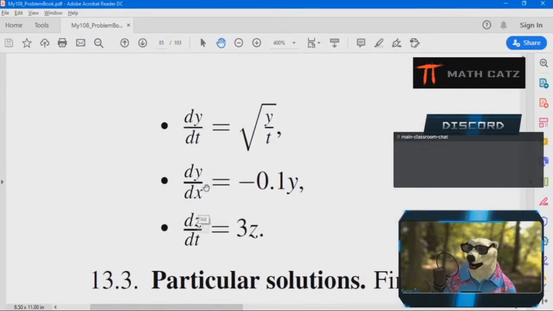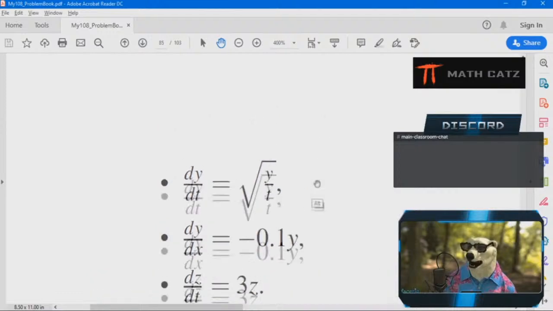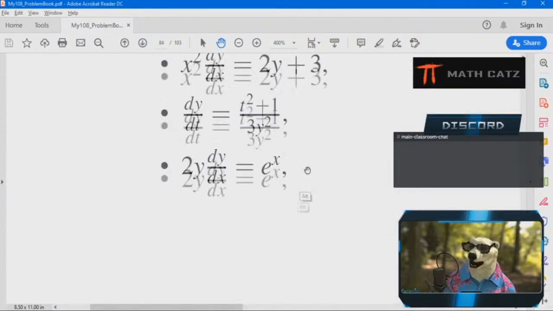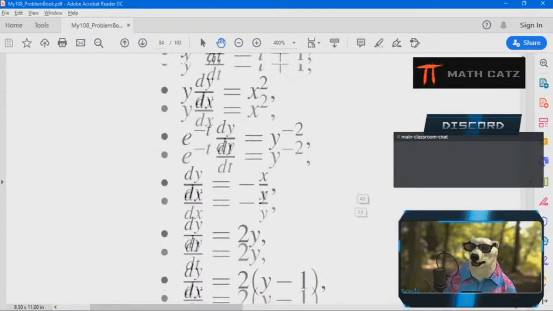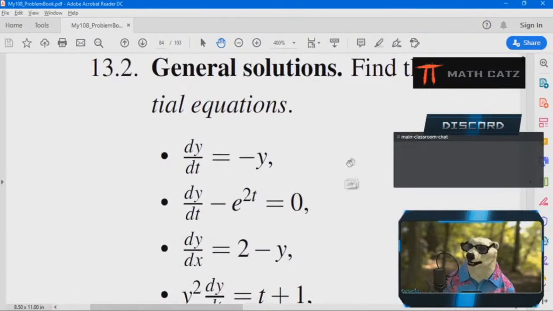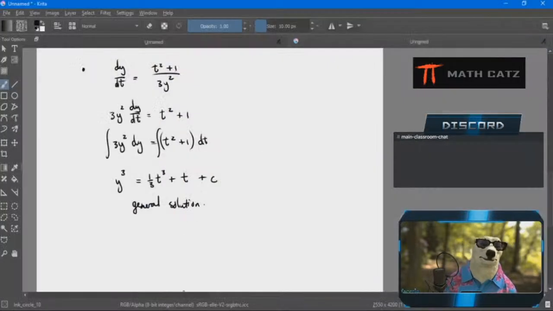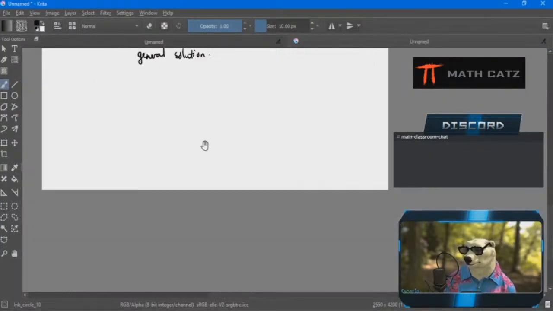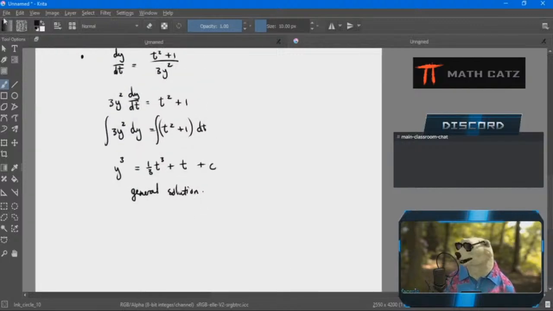Now we'll come to particular solutions in a second, because it's not really any significant step forward. Let's see maybe this first one. Maybe let's go with the very first one. dy dt equals negative y. I don't have any space.